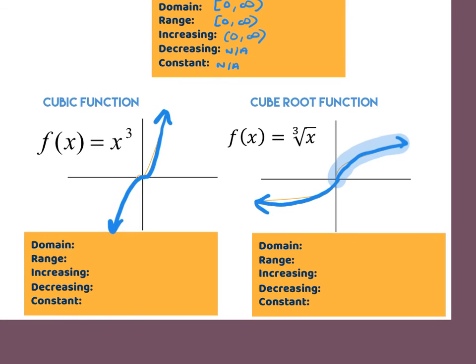Cubic function, arrows pointing left to right. Domain, negative infinity to positive infinity. Arrows pointing down and up. Range, negative infinity to positive infinity. And even though it looks like it kind of slows down around that origin, those points are still continuing to get bigger, which means it is increasing from negative infinity to positive infinity, not decreasing or constant at all.